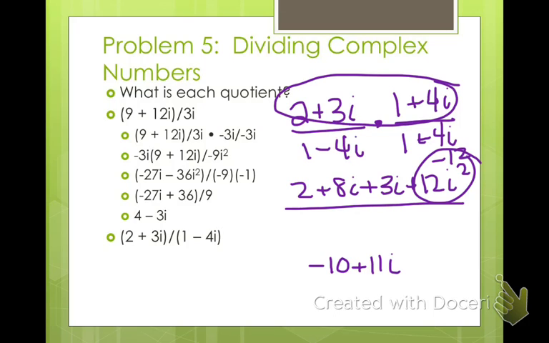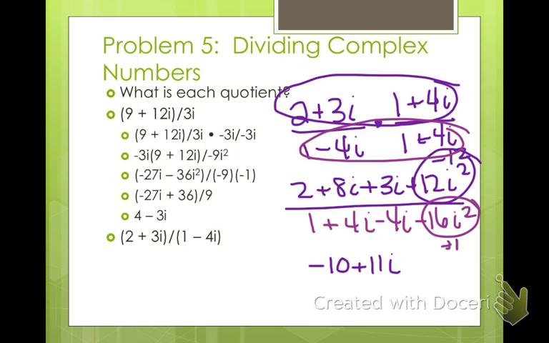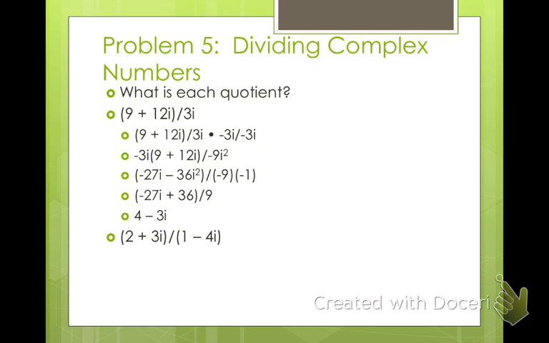Okay, now for the bottom. Let me go ahead and grab another color. For the bottom, we're going to multiply this one. 1 times 1 is 1. Outer is plus 4i. Inner is minus 4i. And then we have minus 16i squared, which becomes plus 16. And these cancel. So this is why this is super important. Over 17. So negative 10 plus 11i over 17. And there you have it.